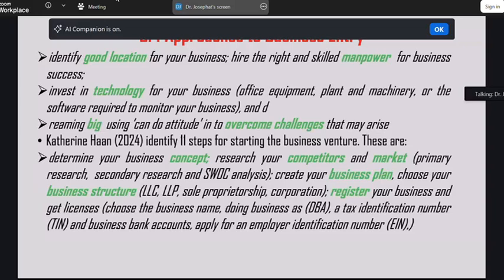Sio lazima aende kwenye teknolojia kubwa sana, the basic technology anayoweza ku afford. So office equipment as part, plant and machinery, or software required to monitor the business progress. Na wengi ukiwauliza, do they keep records? Wengi anakwambia sina. Kwa nini? Siwezi kuandika kila kitu kwenye daftari.